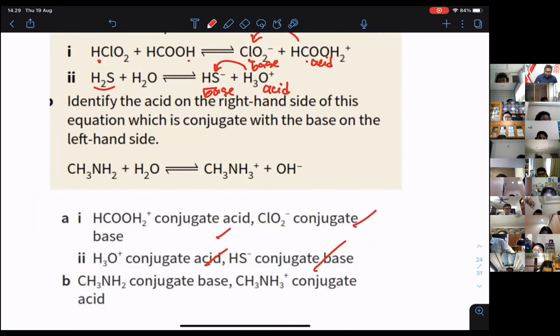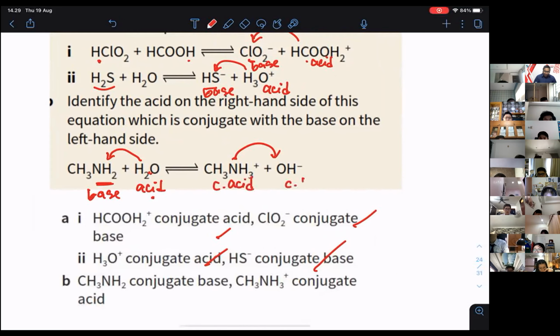If I want to just write down, you see that this one is receiving the H from here. So therefore, this is going to be acid. This is going to be base. And because of this, this one is going to donate the H plus to form the water. So this is conjugate acid and this is conjugate base. And you can see they are partners. Okay, that is very important.